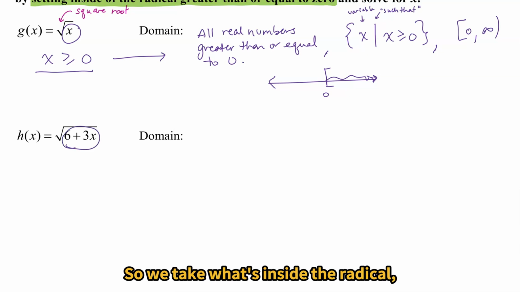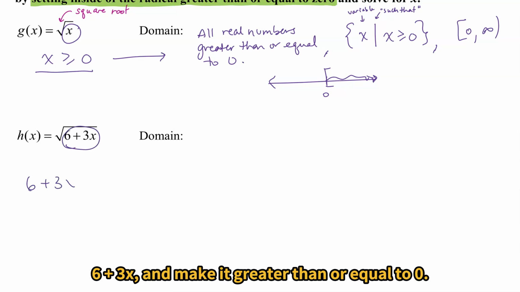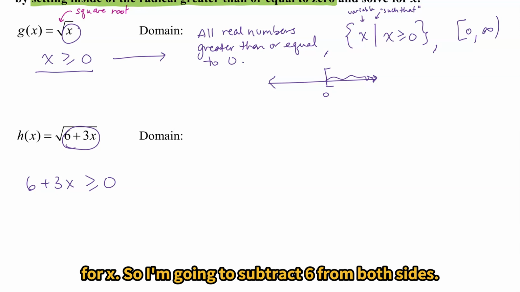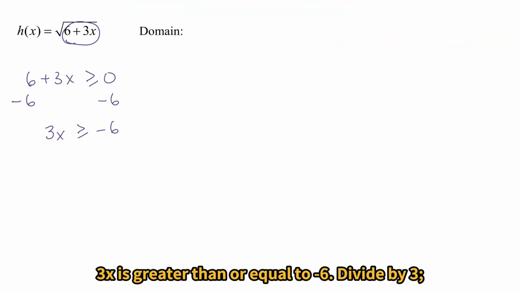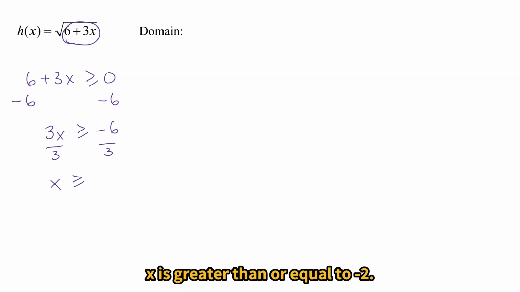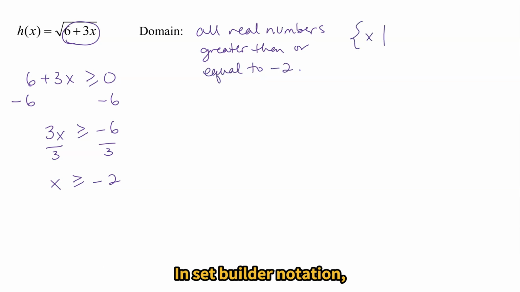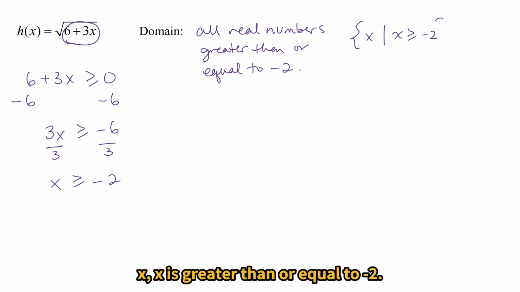So we take what's inside the radical, 6 plus 3x, and make it greater than or equal to 0. And then we need to solve for x. So I'm going to subtract 6 from both sides. 3x is greater than or equal to negative 6. Divide by 3. x is greater than or equal to negative 2. So our domain is all real numbers greater than or equal to negative 2. In set builder notation, x such that x is greater than or equal to negative 2.